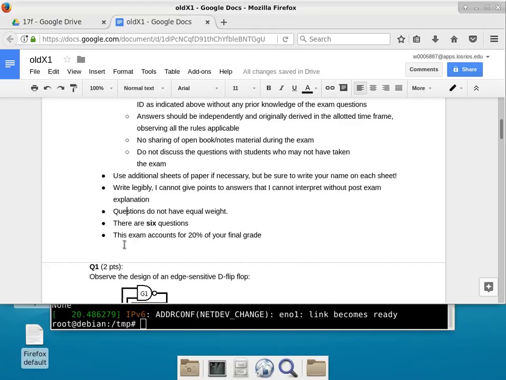Okay, maybe 6. The exam accounts for 20% of your final grade, which means if you score 100% in this particular test, it will add up to 20% of the final total. Is that okay? So can someone remind me, what is the percentage that you need at the end of the semester to pass this class with a C? 37.5%, exactly. So keep that in mind, okay? All right, so let's move on to the questions.